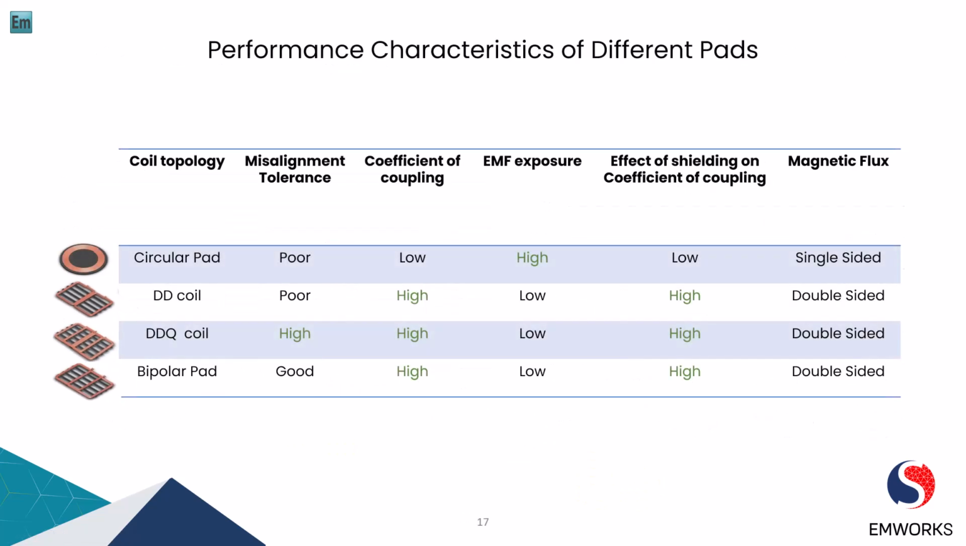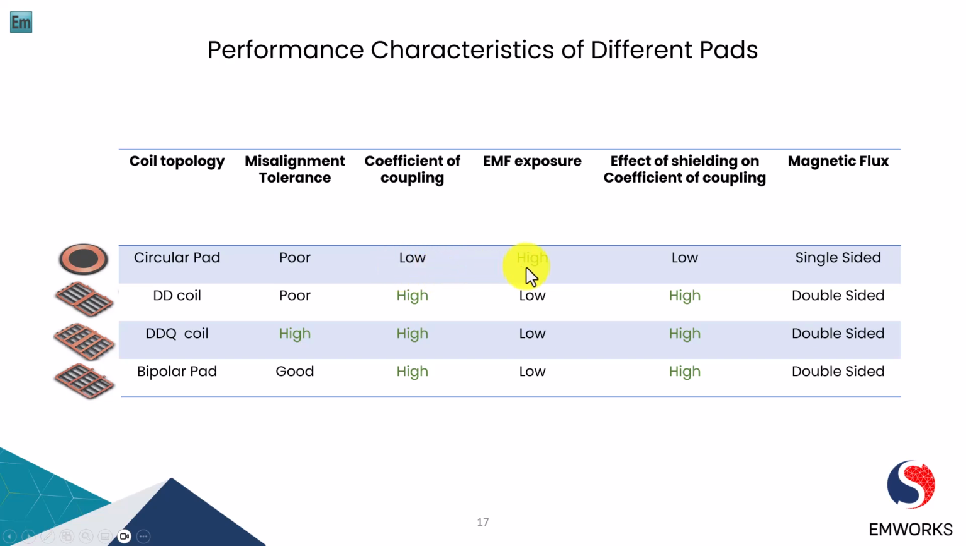So in summary, we'll compare the performance characteristics of different wireless charging pad topologies used in electric vehicles. The key parameters we'll look at are misalignment tolerance, coefficient of coupling, EMF exposure, magnetic flux, and effect of shielding on the coupling coefficient. Starting with the circular pad, it has poor misalignment tolerance and a low coefficient of coupling.